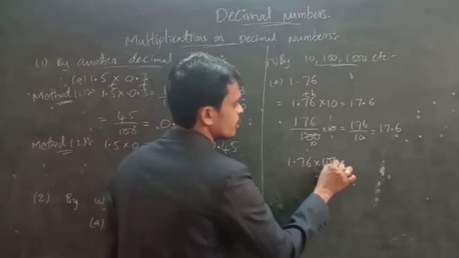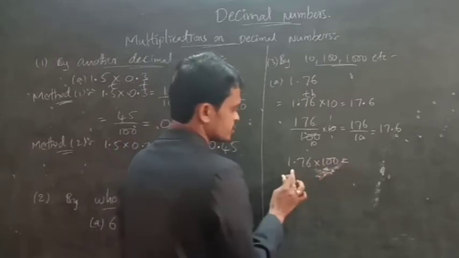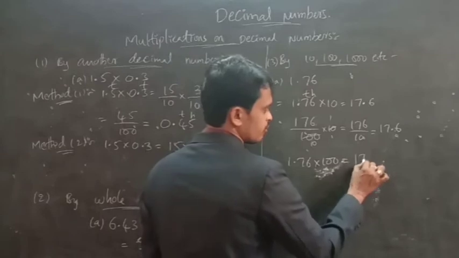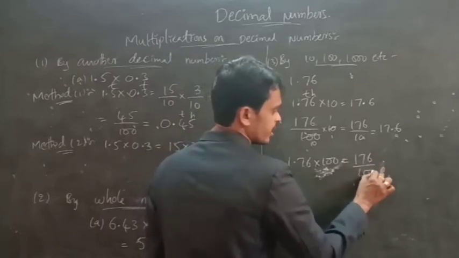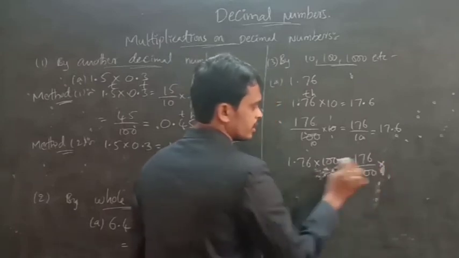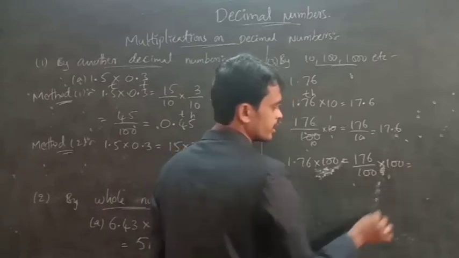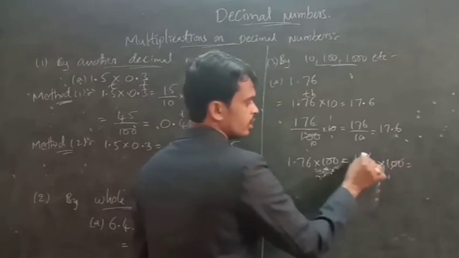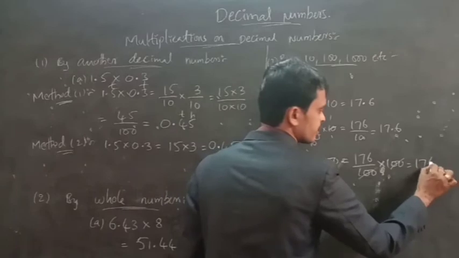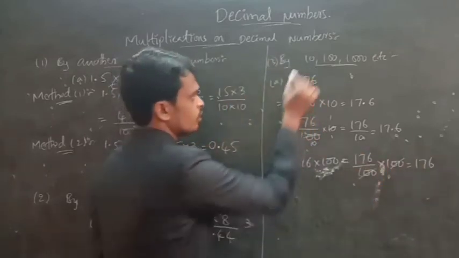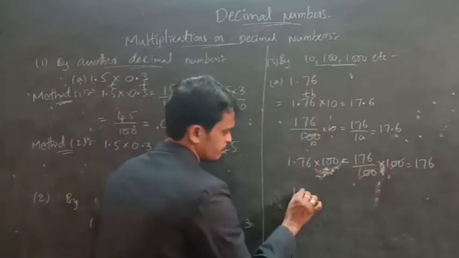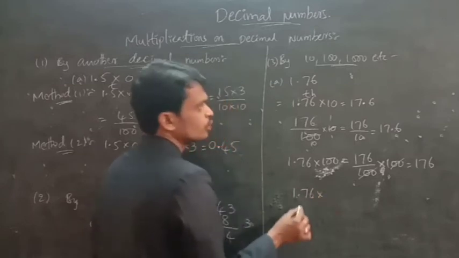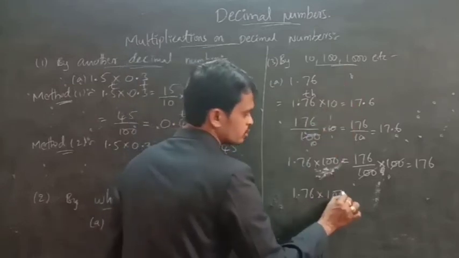Next, 1.76 into 100. First convert this into the fractional number 176 by 100. The remaining is into 100, so this 100 gets cancelled. Then the answer is 176. Now we have 1.76 and we are multiplying with 1000.